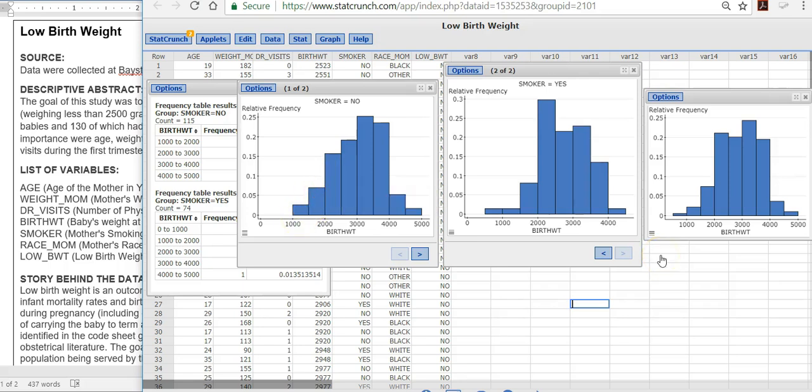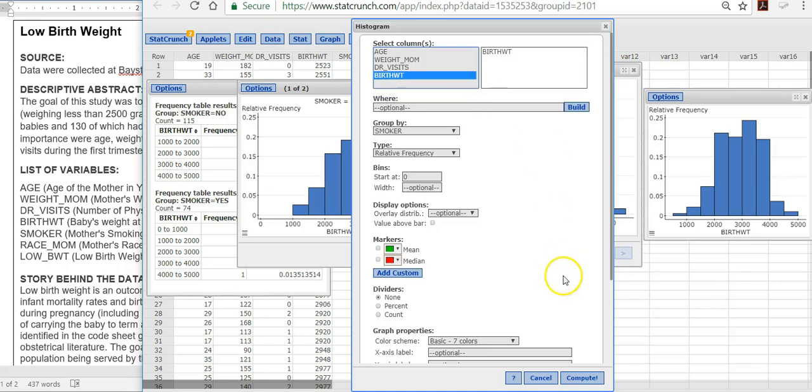One of the things that is new for us this week in Chapter 3 is talking about the center of the data, which is talking about the mean, median, and mode. And that's one of the things you can also do with a histogram. You can have StatCrunch put markers for where the mean and the median are. So I'm going to go back to this, and under markers I'm going to check both the mean and the median. So it will mark those for me.